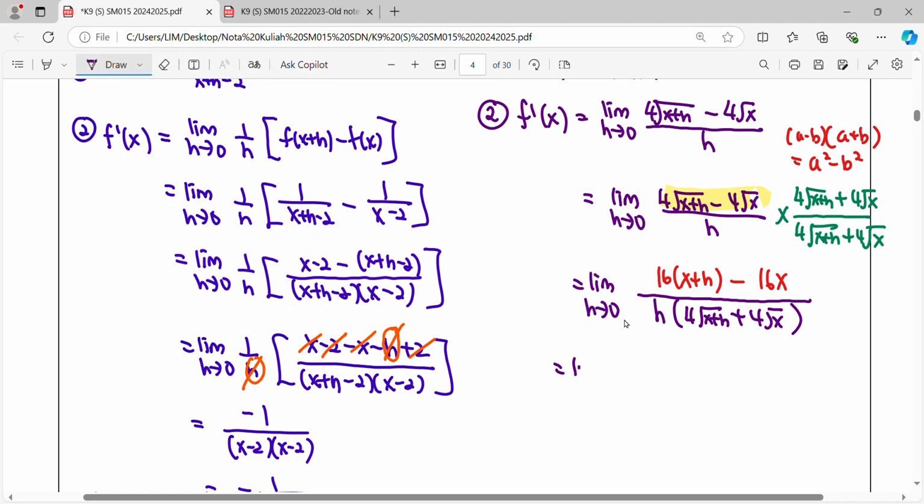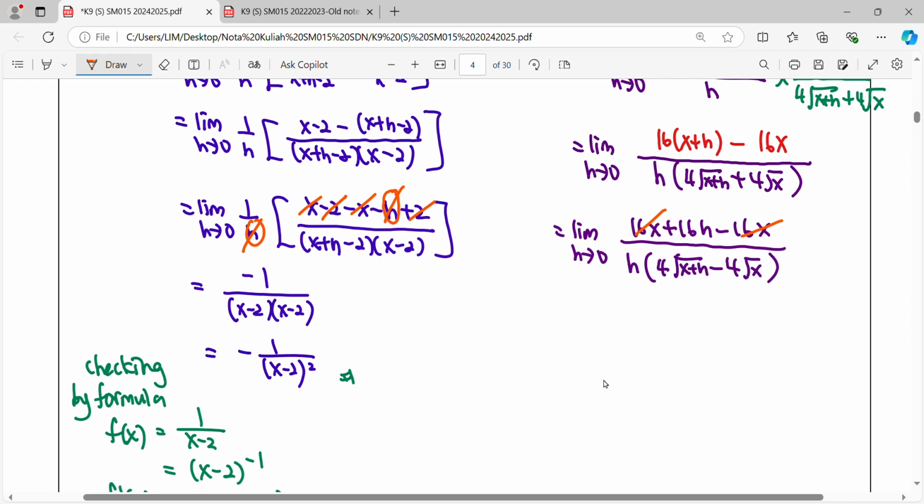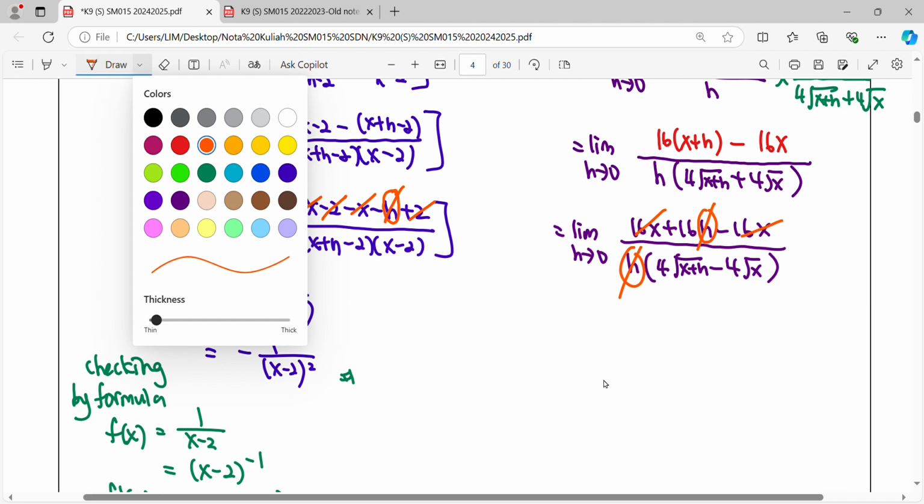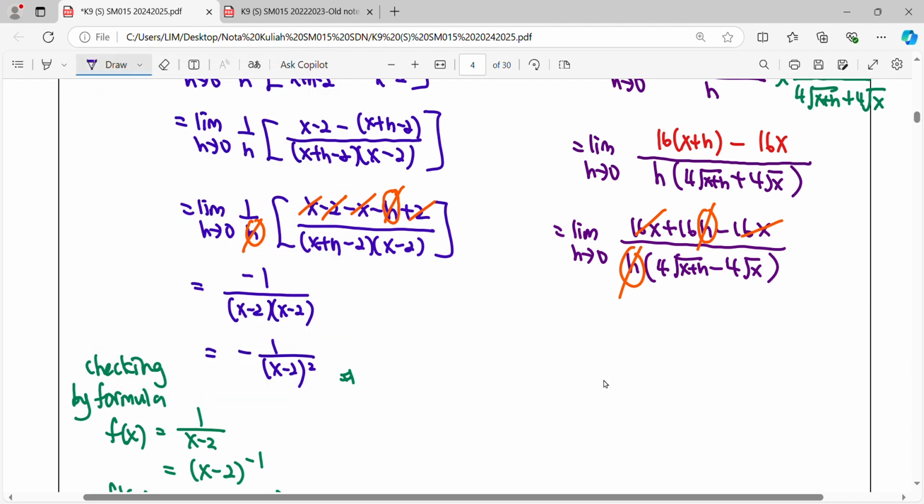So we need to simplify until the h. The next step, we expand. And you can see your function starts to simplify, where 16x can be cancelled. And then this h and the denominator h also can be simplified. Now your denominator, your IDF form, can be simplified. So lastly, we can substitute our limit. We can evaluate the limit.